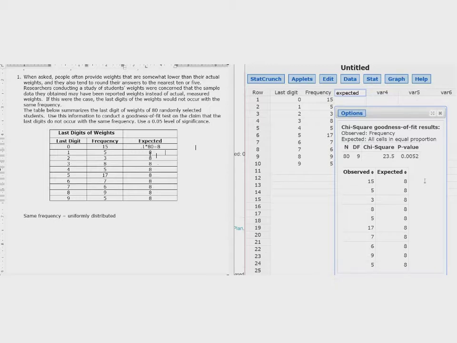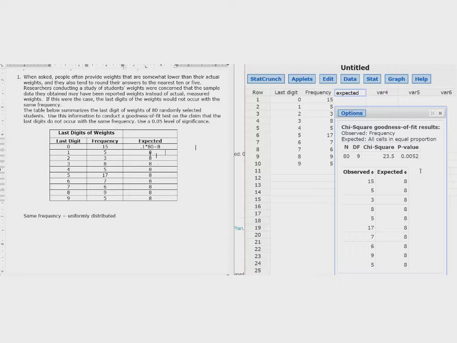So on your test, if it's asking you something like this and it wants you to fill in the expected values, if they're all equal distribution, you can go ahead and let StatCrunch do the work for you. It won't work if the distribution is different for each category, but if it's a uniform distribution or if they're all supposed to be the same proportion, then you can get those expected values just by doing this.